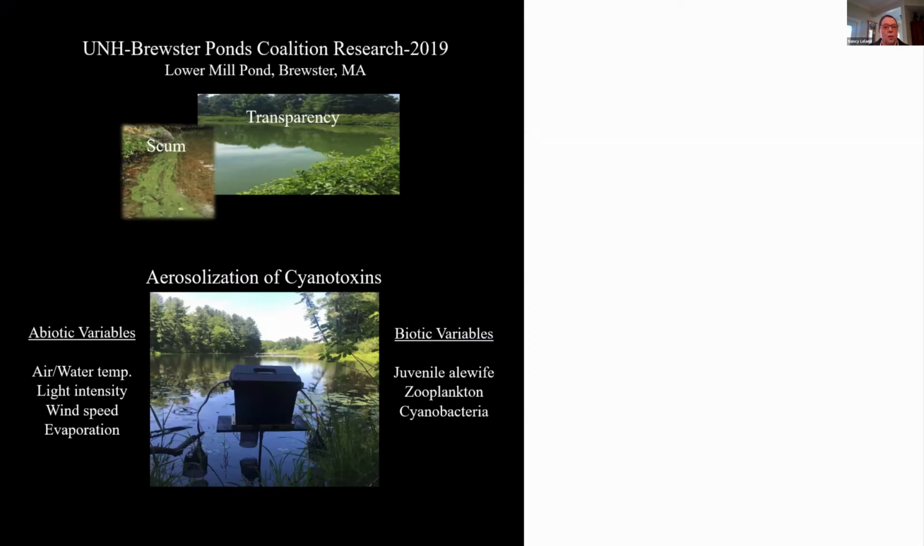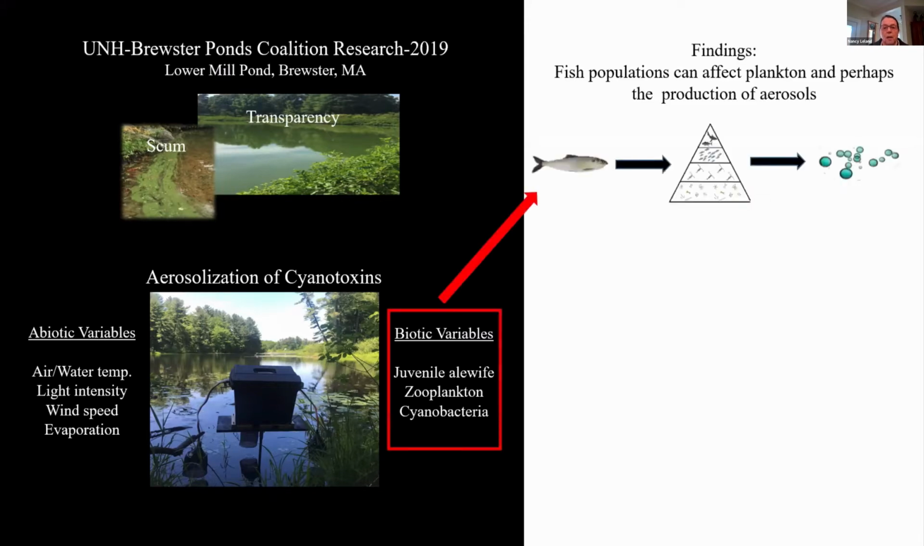We were looking at what was happening with the abiotic variables and biotic variables that could potentially influence the whole process of aerosolization. So the work I was doing was on the biotic variables, and we were looking at the impact of the juvenile alewife population on the zooplankton and cyanobacterial populations in the pond. And the finding from this particular study was that the fish populations can affect the plankton and perhaps the production of aerosols as well.